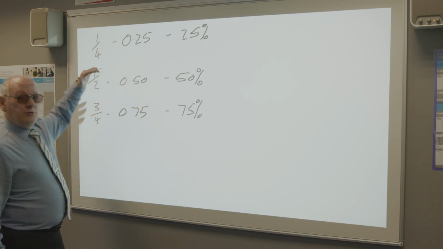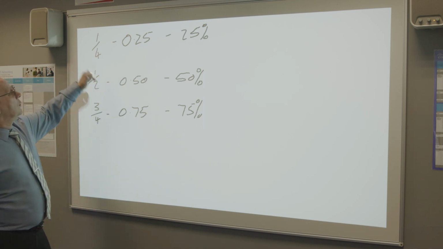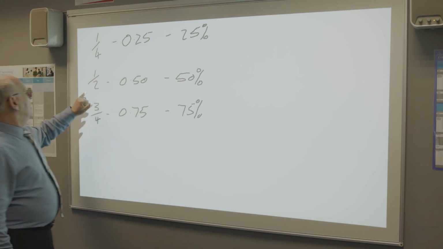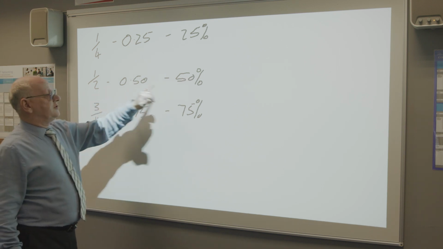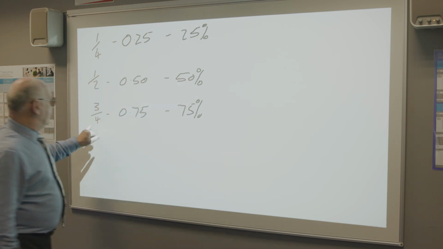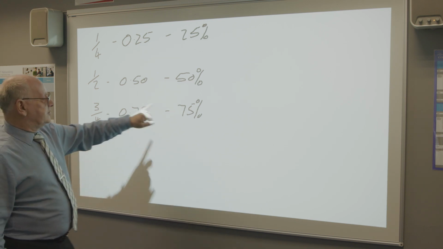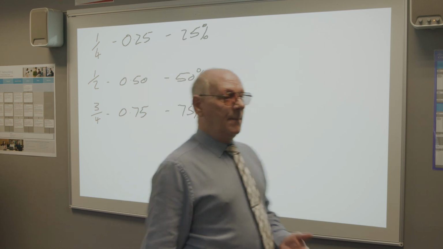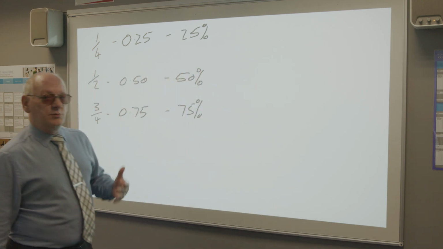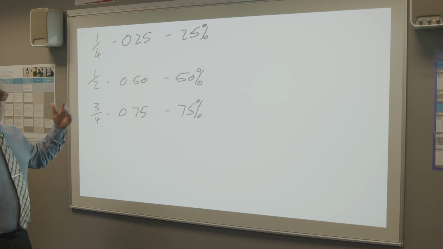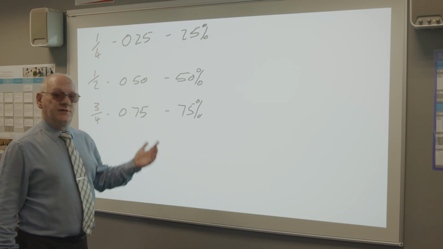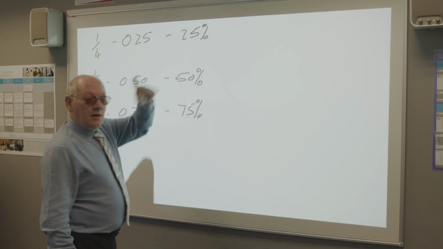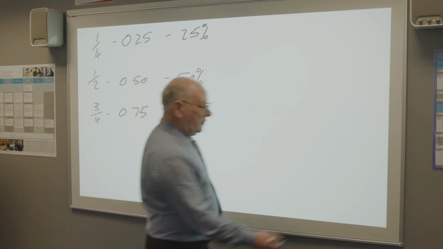with this. Most people know these, that a quarter is 0.25, which is 25%. A half is 0.5, which is 50%. And 3/4 is 0.75, which is 75%. Most people know that just by looking at them. The problem comes when it's not one of these three. What about a sixth or an eighth or 2/7? How do you get from there to there to there? That's what we're going to be looking at first of all.